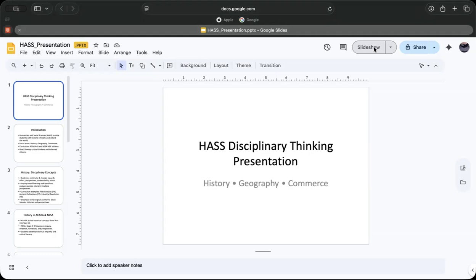In the ACARA history curriculum, these disciplinary concepts are embedded in the structure from Year 3 through Year 10. For example, in Year 4, students explore first contacts, learning how Indigenous Australians experienced European colonisation. In Year 7, they study ancient civilizations, focusing on evidence and interpretation. And in Year 9, they examine the Industrial Revolution and World War One, engaging with continuity and change, perspective and contestability.